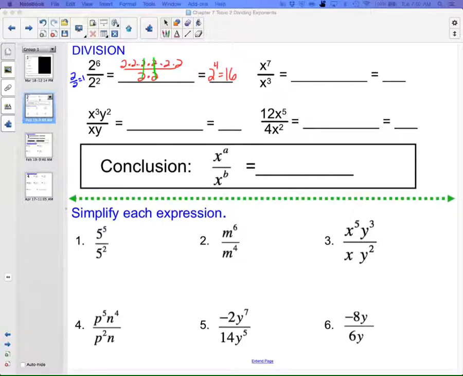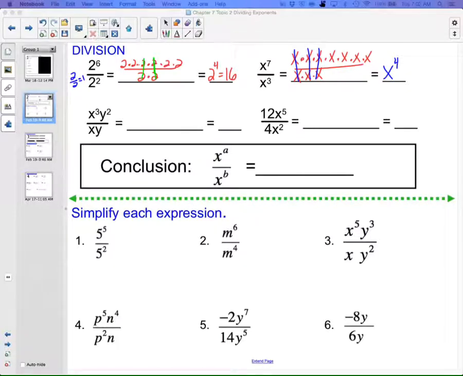Same idea here. We have a bunch of x's on the top, 7 of them, over 3 on the bottom. In which case we can cancel 3 of them, 3 pairs. What we're left with is 4 x's, so x to the 4th power. Alright, let's keep going through this and come up with a pattern here.